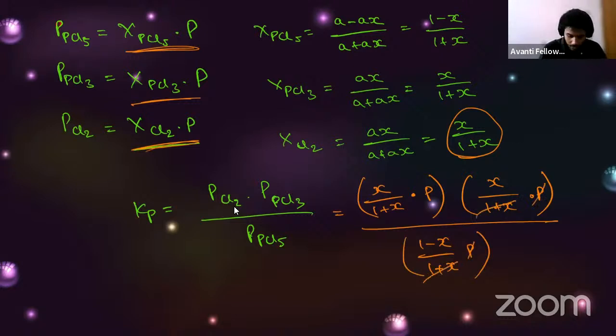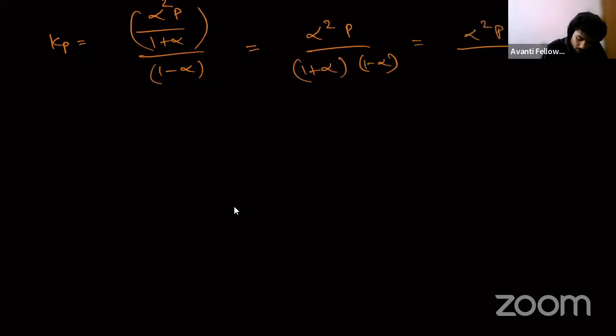Now, if you see, one total pressure term cancels, and 1 plus x cancels, and 1 plus x cancels. So, what will you be remaining with? Now, Kp will be equal to alpha square P by 1 plus alpha, 1 minus alpha. This is what we are left with. Now, if we solve this completely, we'll get alpha square P by 1 plus alpha into 1 minus alpha. If you solve this, we'll get alpha square P by 1 minus alpha square.